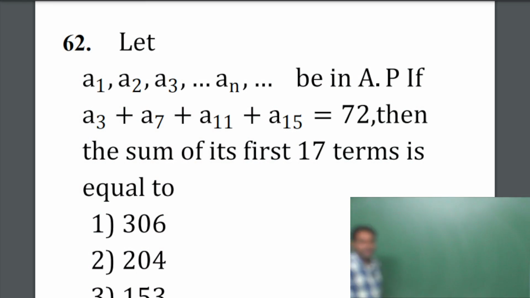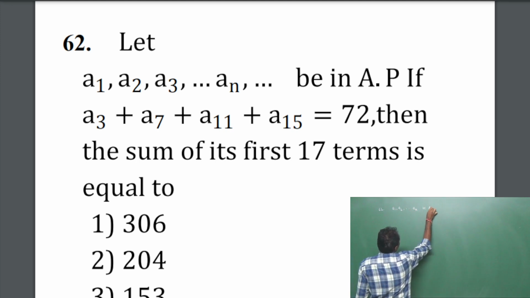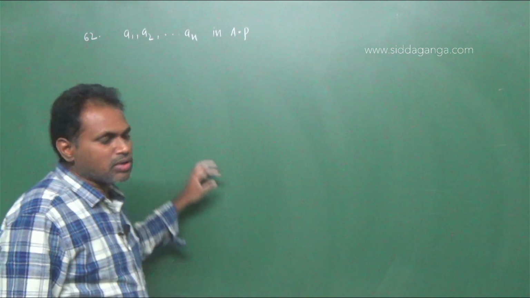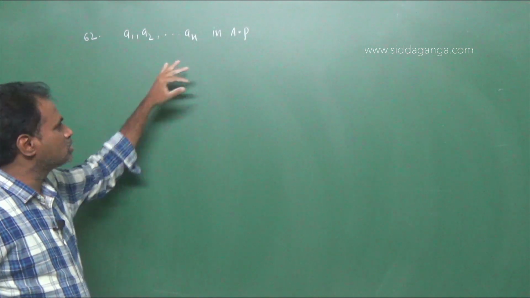Let a1, a2, a3, up to an be in AP. If a3 plus a7 plus a11 plus a15 equals 72, then find the sum of its first 17 terms. Here the terms are in AP. The first term of this AP is a and the common difference is d.